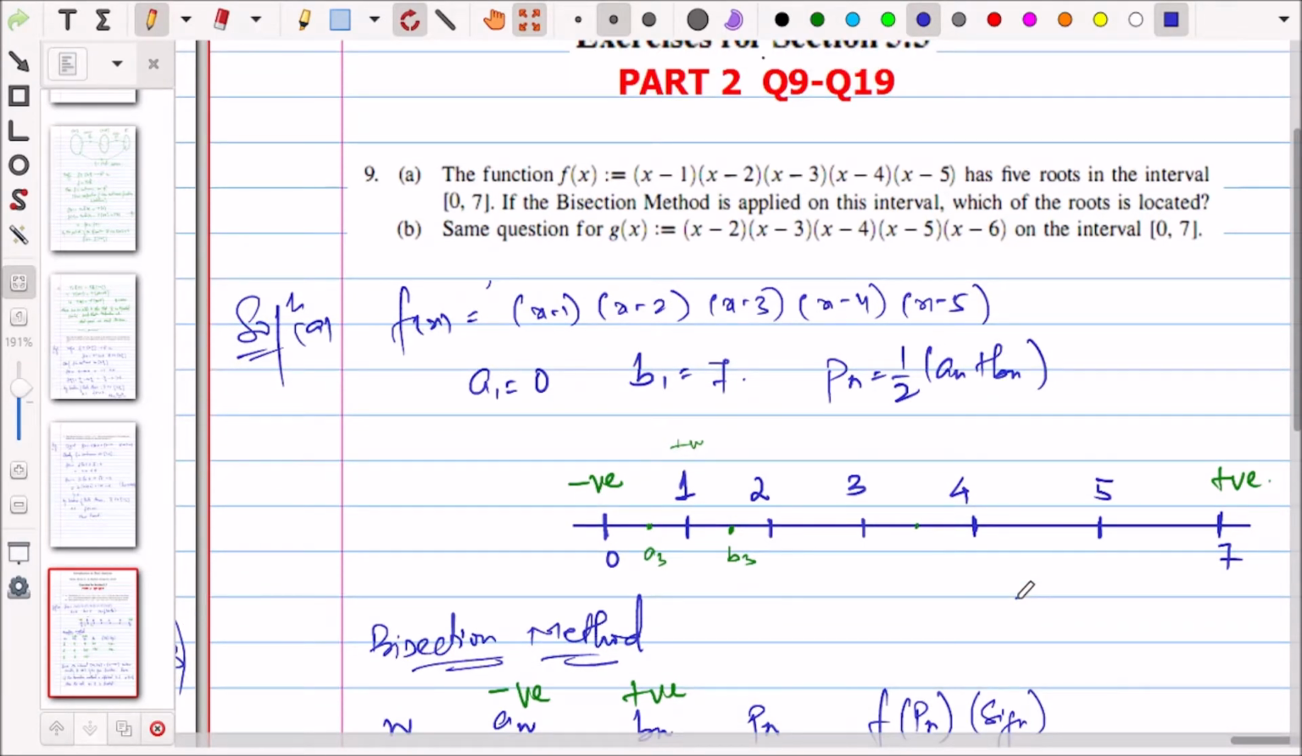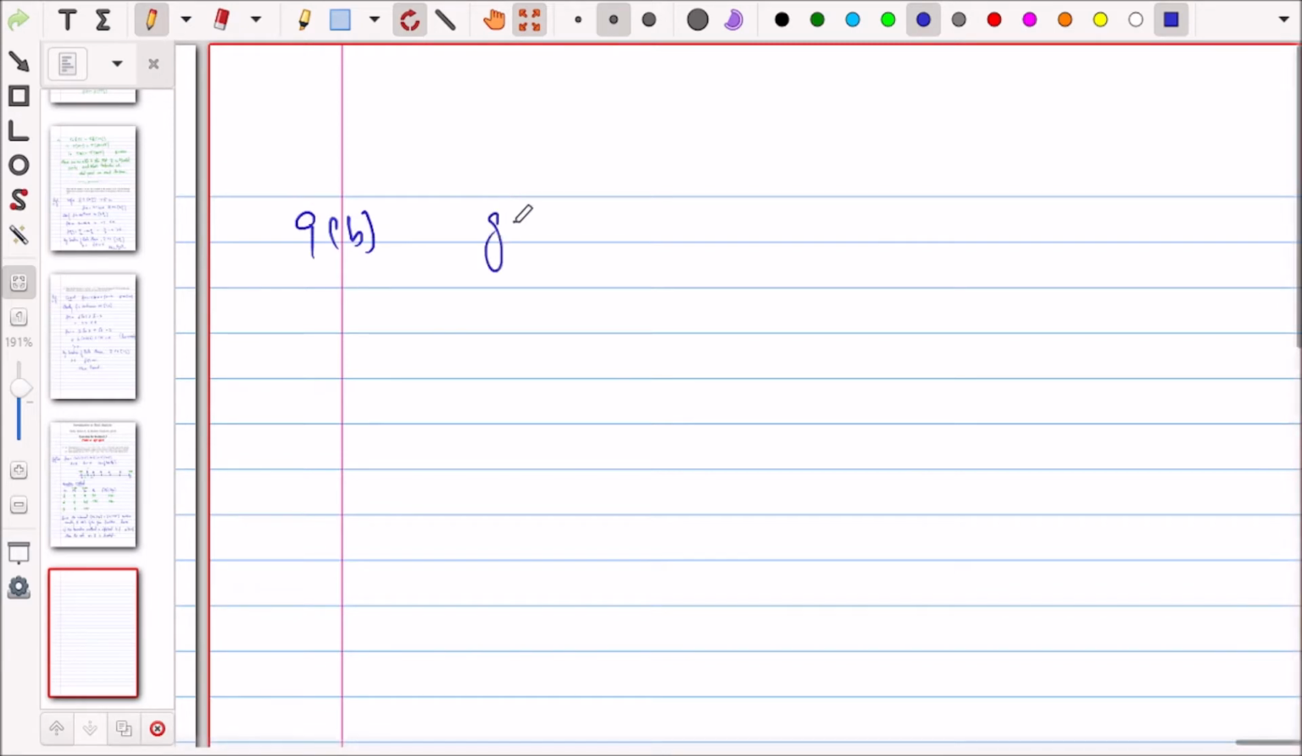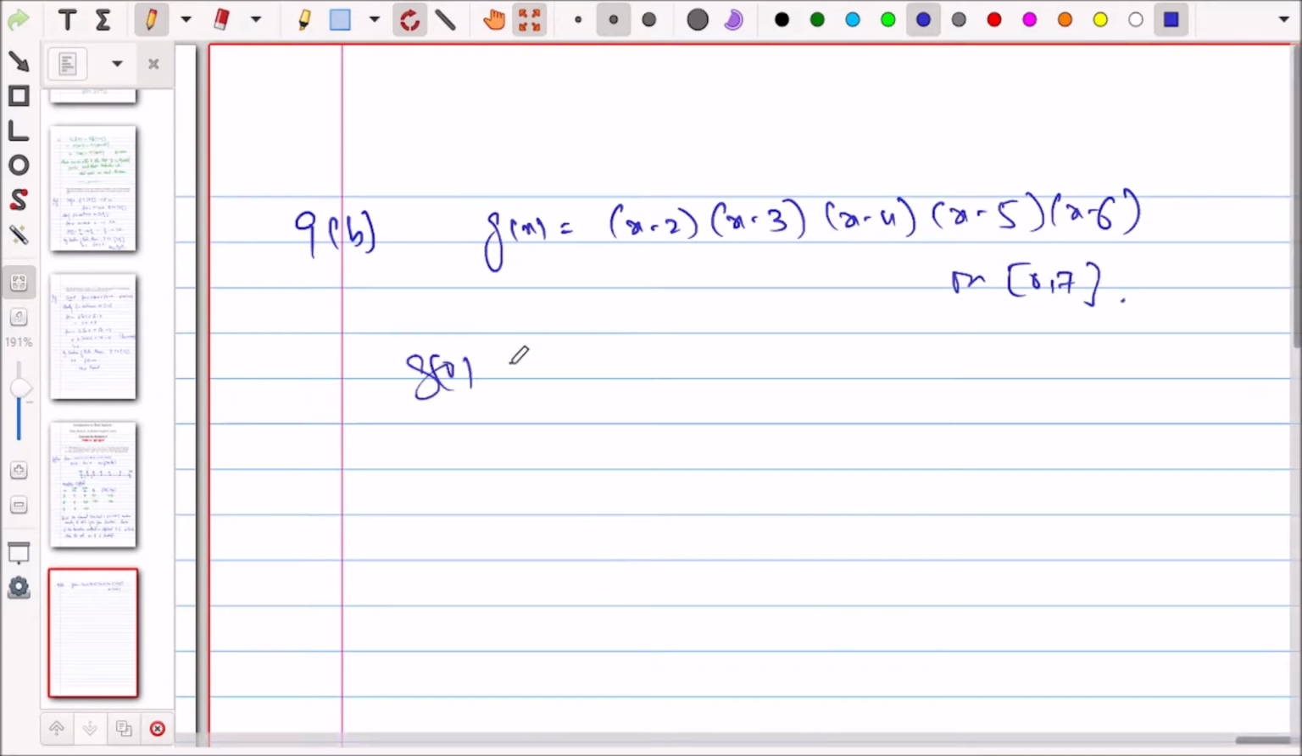Now let us take this b part. Again we are given this function, g(x) equal to (x minus 2)(x minus 3)(x minus 4)(x minus 5)(x minus 6), on 0 to 7. Now g of 0 is negative, because all five factors are negative, and g of 7, all are positive, so we have opposite signs on the endpoints.